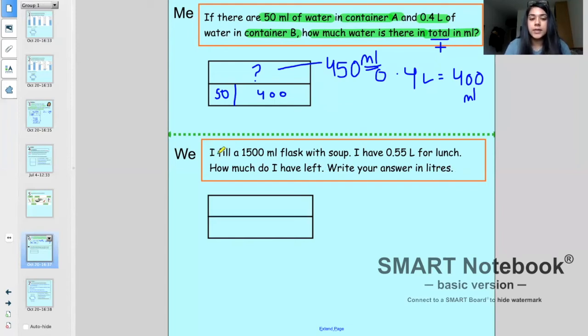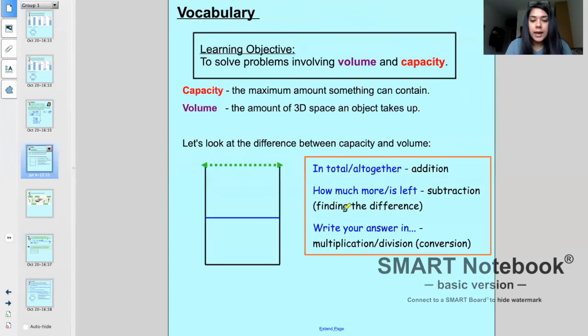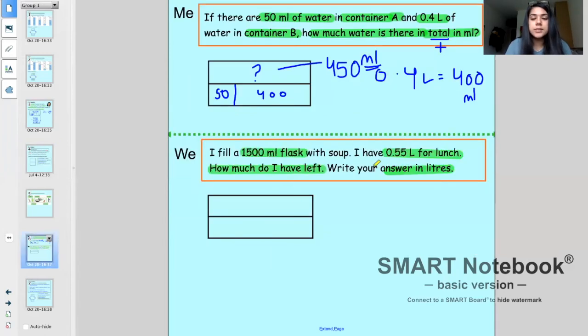Okay, let's highlight through this. I fill a 1,500 milliliter flask with soup. I have 0.55 for lunch, so that's taken away from this, isn't it? How much do I have left? Write your answer in litres. So remember, how much do I have left? We're using subtraction here, and write your answer. You're going to have to do conversions, okay? So pause the screen, have a go, and then we'll go through this answer together.